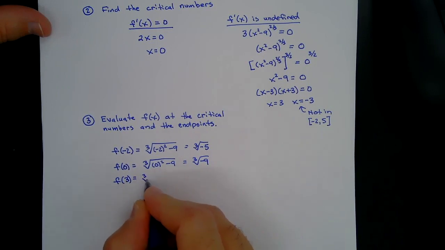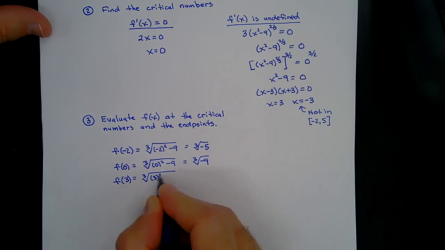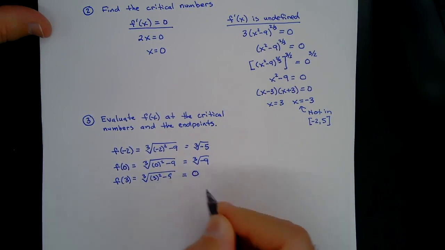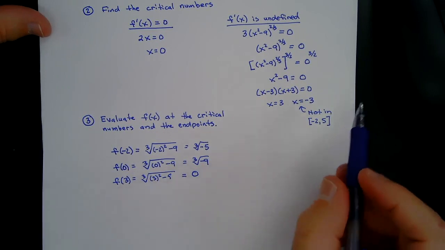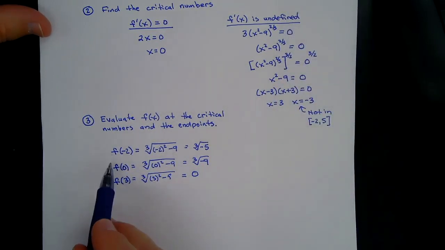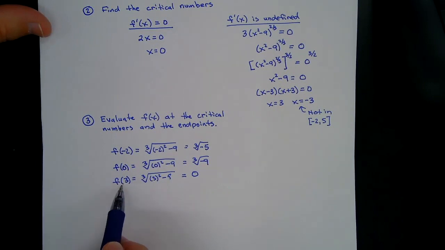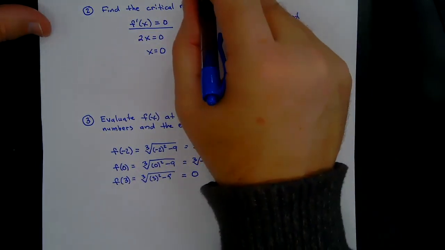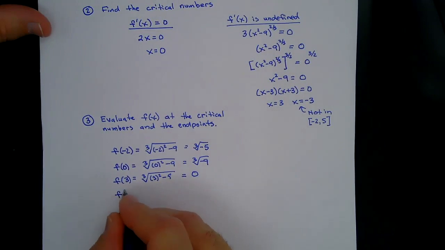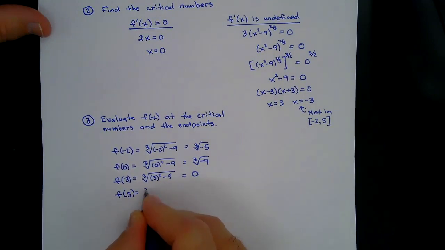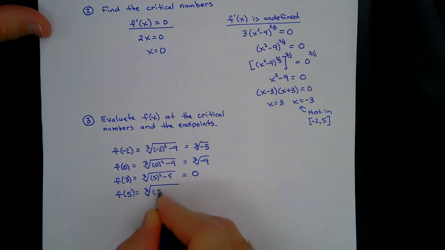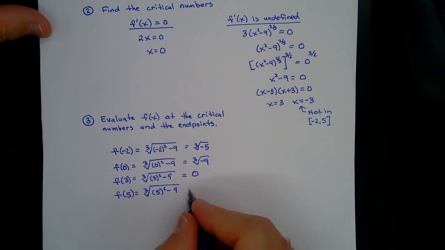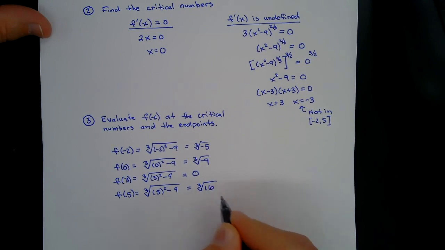And so that's the cube root of 3 squared minus 9. So that'd be 9 minus 9, 0. And the cube root of 0 is just 0. And then the last one would be the right endpoint. So this is an endpoint. This is the first critical number, second critical number. And then the last one would be the endpoint, f of 5. So f of 5 is the cube root of 5 squared minus 9. Well, 5 squared is 25, and 25 minus 9 is 16. So this would be the cube root of 16.